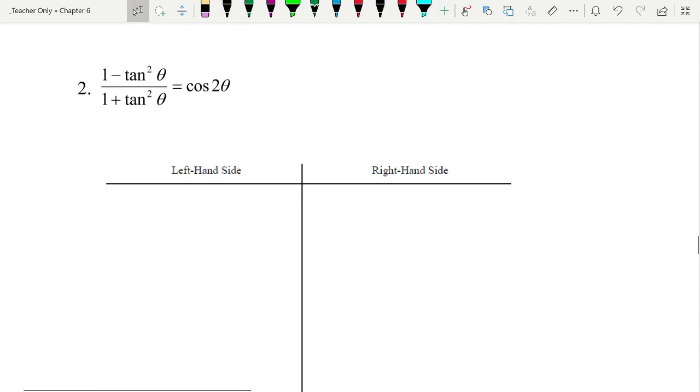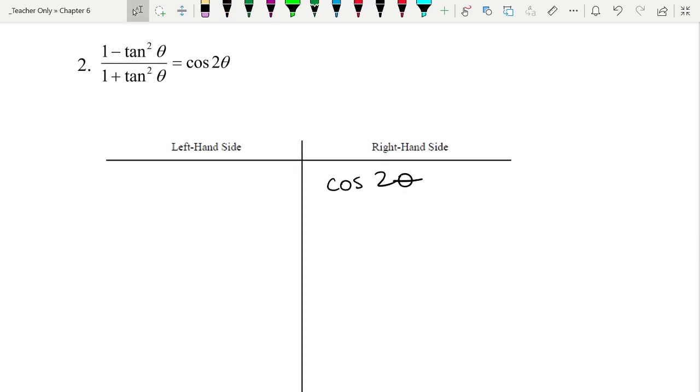Once again, you're probably looking at that going, oh, I'm going to work with the left side because it's way more difficult looking. Okay, you could. Or you could start on the right side because you have a double angle. Tell you what, I'll work the left side. We'll leave the right side alone and we'll see what we can do with the left side. 1 minus tan squared theta over 1 plus tan squared theta. Okay, what can I do with this mess?